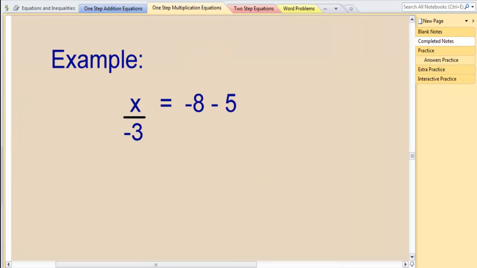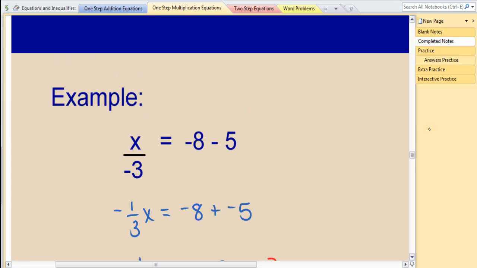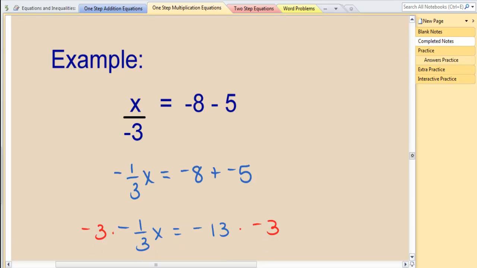In this next problem, you're going to have to add your like terms over on the right-hand side before you can start working with the problem. So go ahead and give this one a shot. The first step in this equation, you should have changed division to multiplication, and you should have changed subtraction to addition. Then you can start working with the equation.